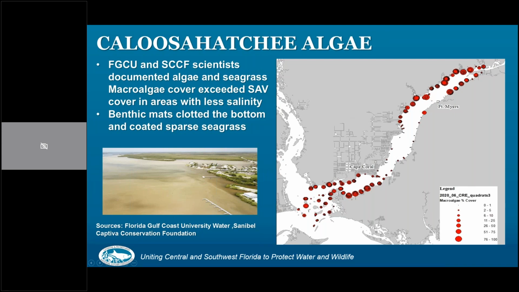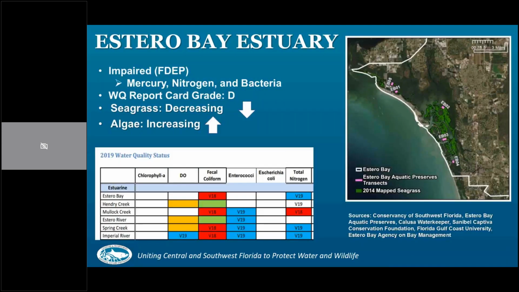So as far as algae in the Caloosahatchee, there again is cyanobacteria monitoring, but as far as macroalgae, you can see that there's a lot of macroalgae abundance at actual seagrass sites. So macroalgae appearing in areas where there's seagrass coverage, sticking to the seagrass, and then also benthic mats of macroalgae coating where there is sparse seagrass. So again, potentially shading out that seagrass that is existing in those regions.